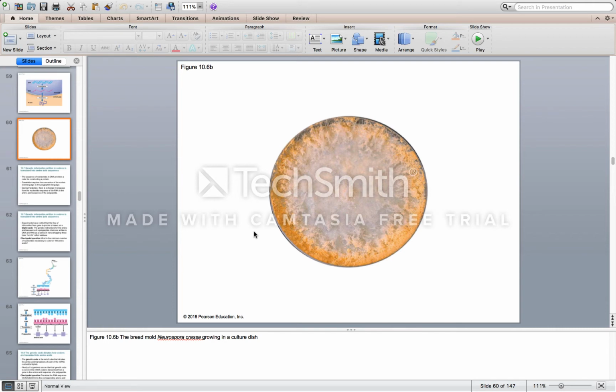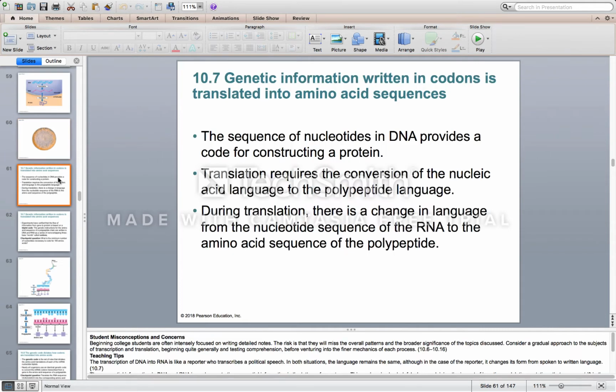Okay, this is just a bread mold. It's showing you here that it's growing in culture. The reason why we're showing this one is to show you that the amino acid sequence of even penicillin or bread mold, which is a type of fungus, even that guy contains a written sequence of codes that directly is going to result in a sequence of amino acids for your protein.